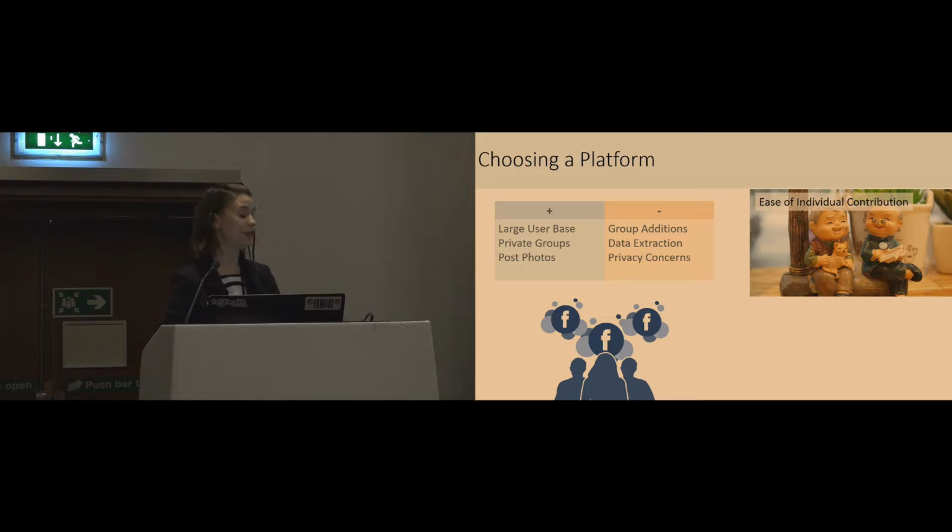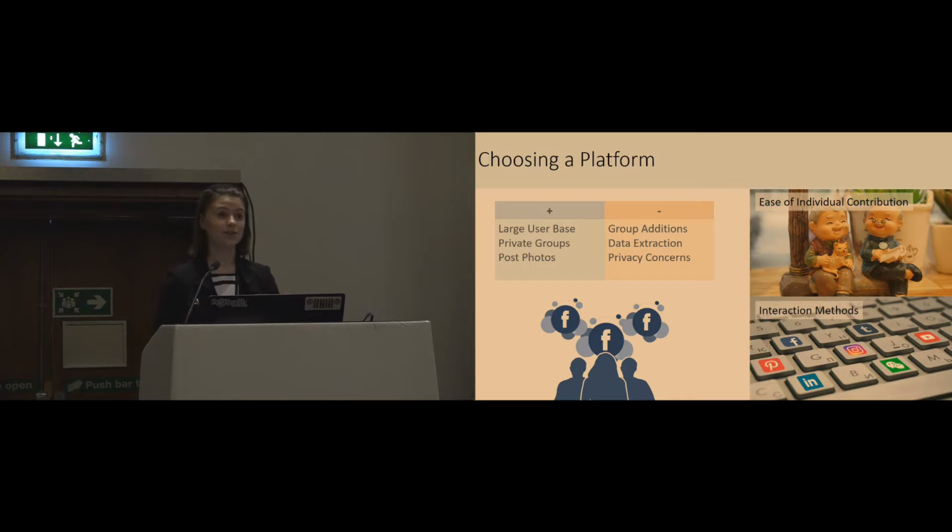The first is being aware of how easy it is for individuals to contribute on that platform. So it really helps if your population is already familiar with the platform, so they know, if you're posting on Facebook, tweeting on Twitter, or blogging on Tumblr, and they're easily able to engage with your study. There's also the interaction methods that the platform itself offers, and this is looking at what your study wants. So if you want media-based stuff, the platform has to be able to provide you media-based data.